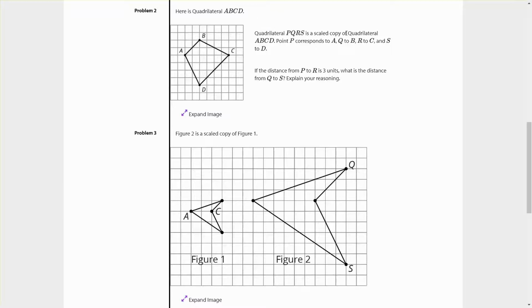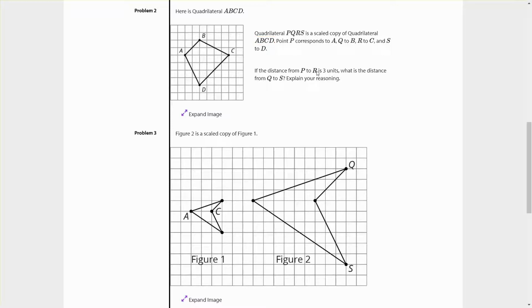We have quadrilateral PQRS being a scaled copy of quadrilateral ABCD. Point P would correspond to A, Q to B, R to C, and S to D. So there's your corresponding points. And just so you know, the name of a polygon like this and the name of a polygon like this, where those points are in the polygon names correspond to the corresponding points. So A would correspond to P because that's the first letter in the name, and S would correspond to D because those are the last letters in the name.